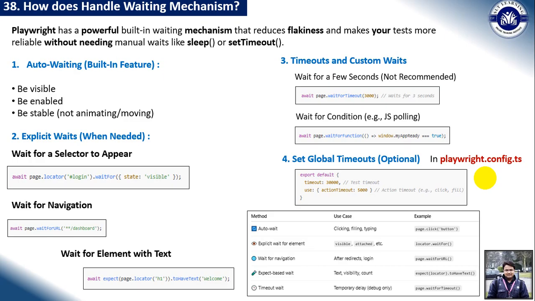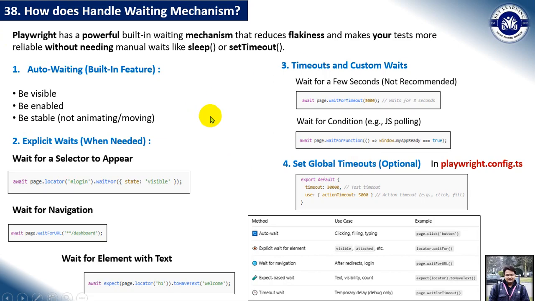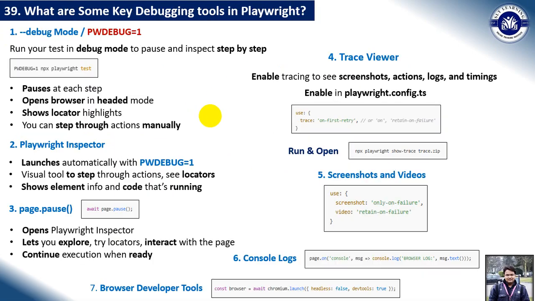Explicit wait for an element to be visible, to be attached to the DOM and all those things. Waiting for navigation, like after redirection and after login, mainly you use page.waitForURL. Expect-based wait means text visible, text count, element count, those kinds of things you wait for. Timeout wait, temporary delay, page.waitForTimeout, those are the things you can use for the waiting mechanism. Okay, so these are the different ways you can answer this question in the interview.